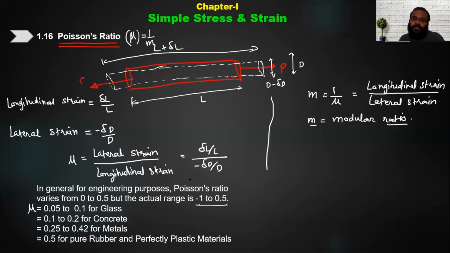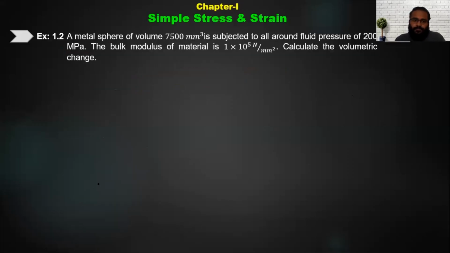The negative sign has no mathematical significance here. Therefore in real practice, when we use engineering problems, we use mu value between 0 to 0.5. All the materials show mu value between 0 to 0.5. You can see the ranges I have given. If you have a glass material, it lies at very low mu, that is 0.05 to 0.1, very little change in the lateral dimension.